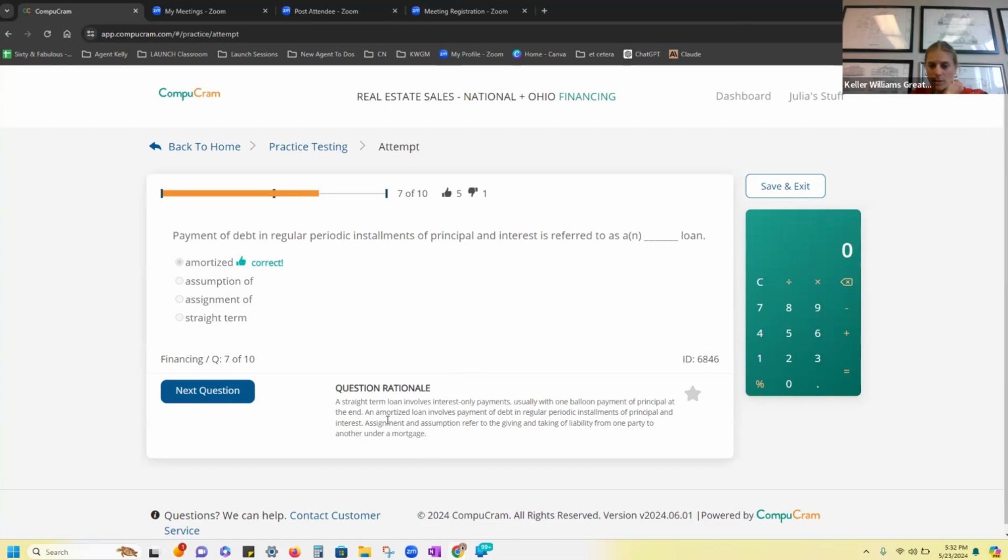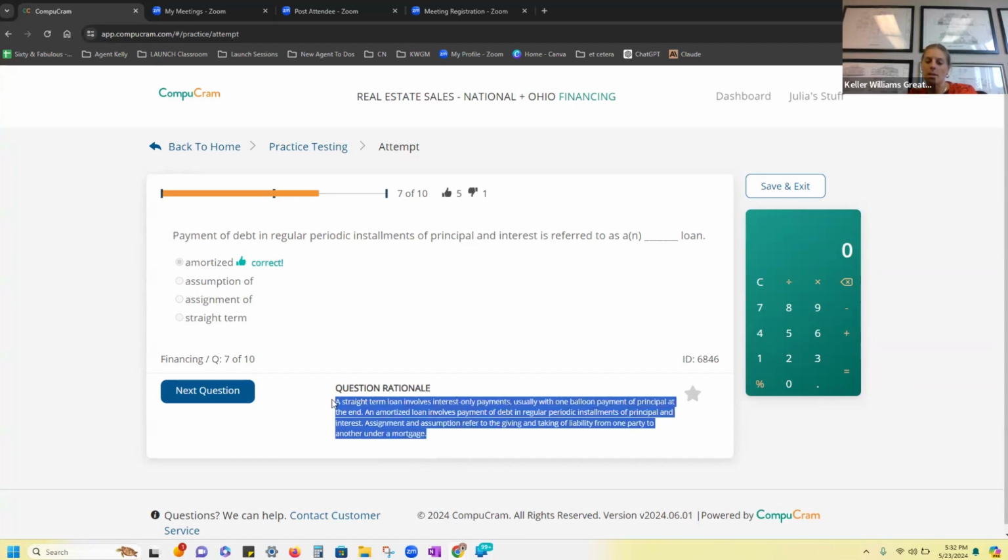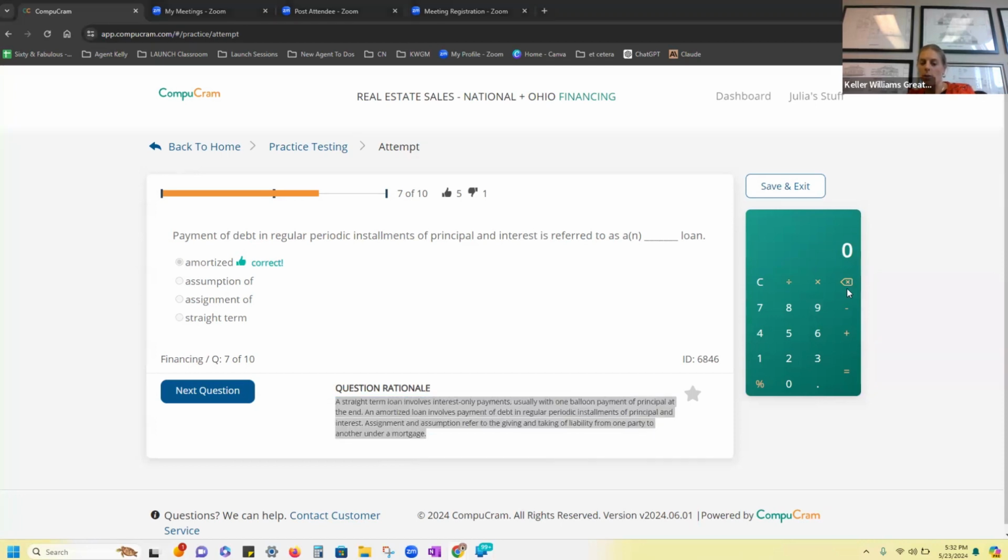An amortized loan involves payment of debt in regular periodic installments of principal and interest. An assignment and an assumption refer to giving and taking the liability of one party to another under a mortgage. And the straight term loan involves interest-only payments, usually with one balloon payment of principal at the end. That's tricky.